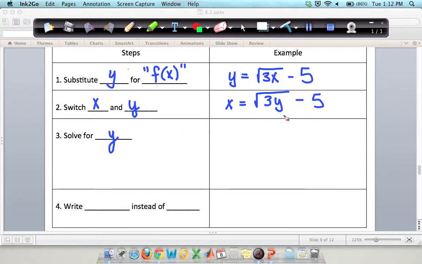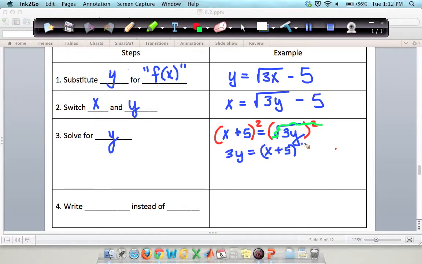So you just have to use all the algebra you've learned. In this case, I need to add 5 over to the other side first. Okay, and now in order to get y by itself, I have to get rid of that square root sign. So to get rid of a square root sign, I'm going to square both sides. The square root and the squared cancel each other out. I'm going to write the 3y first equals x plus 5 squared. And then the last step is to divide both sides by 3. So I get y equals x plus 5 squared divided by 3.